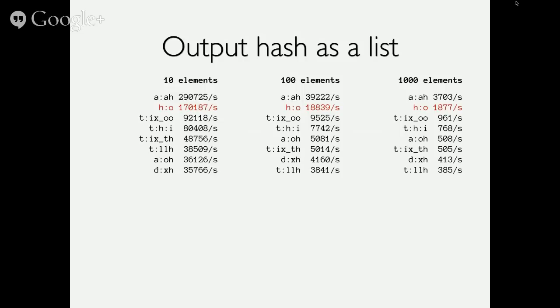But remember, array as hash was the one that was all the way at the bottom for all the fetches and all the sets. So if you just have data that needs to come in ordered and go back out ordered, this is actually going to be pretty good. If you have to manipulate it in the middle, you're going to have problems.